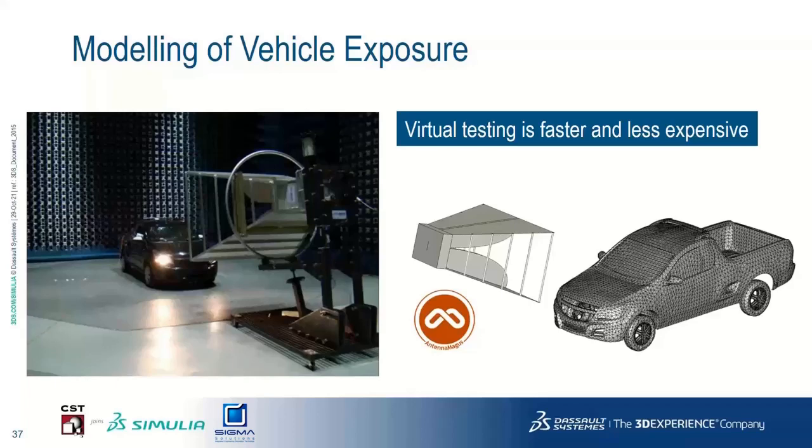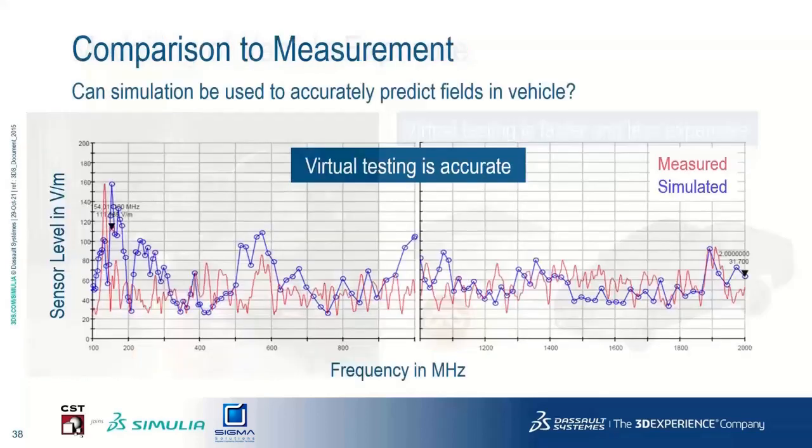So we can do the same setup, but in a much easier way. You see on the right, we can just model the antenna itself, for example, from Antenna Magus, this is our antenna template library, very nice software, and then include the car and do the same kind of simulation. And it's also accurate. It's not only fast and less expensive, it's also accurate.